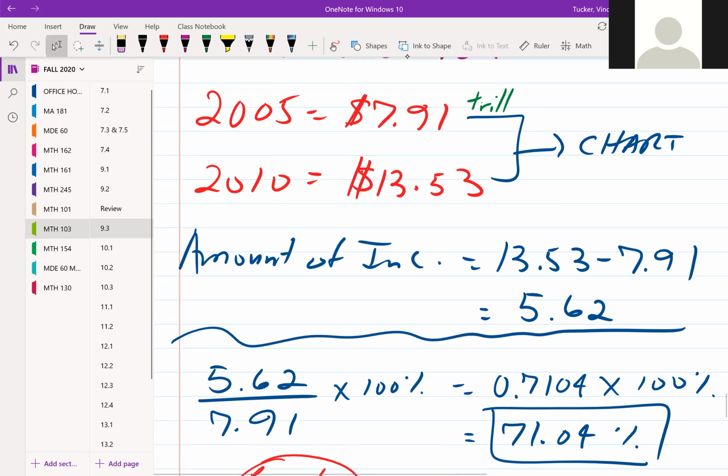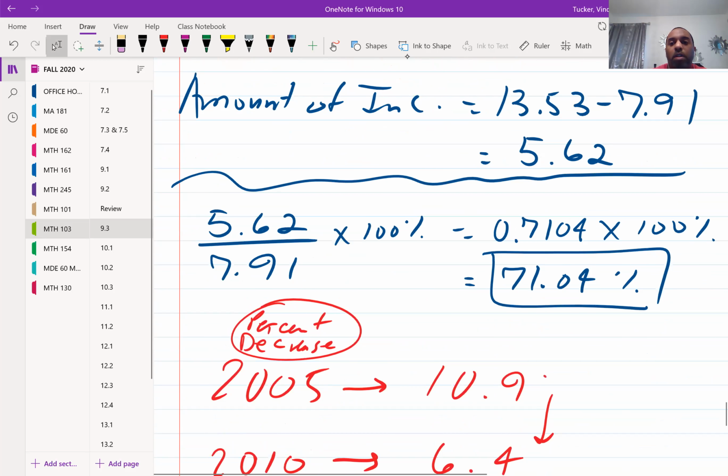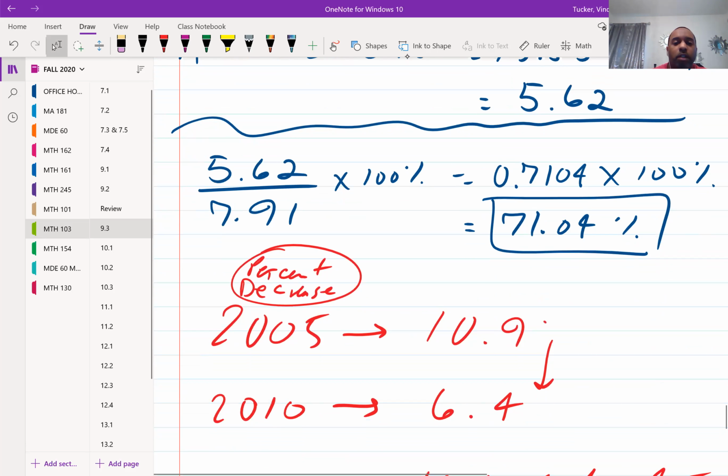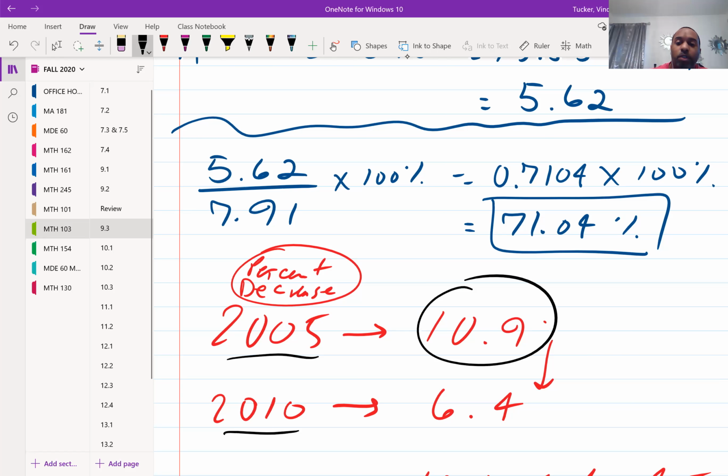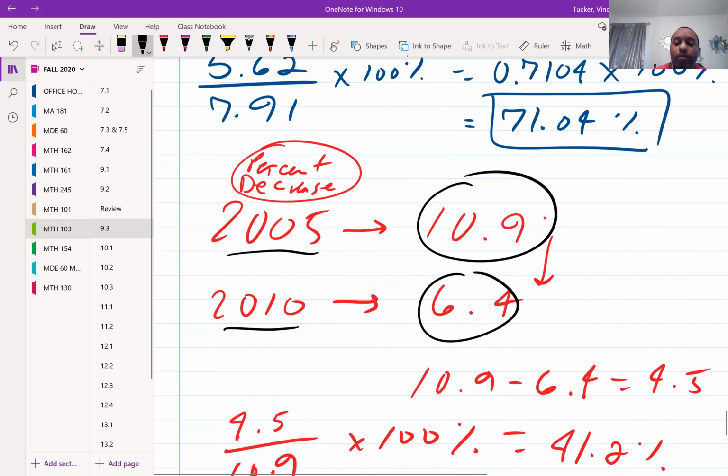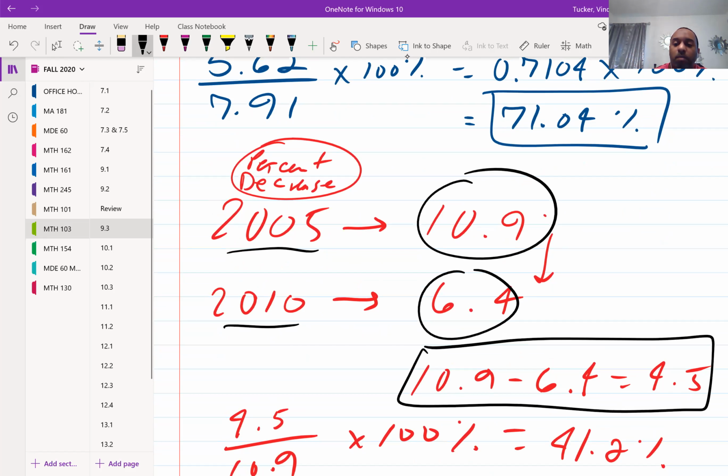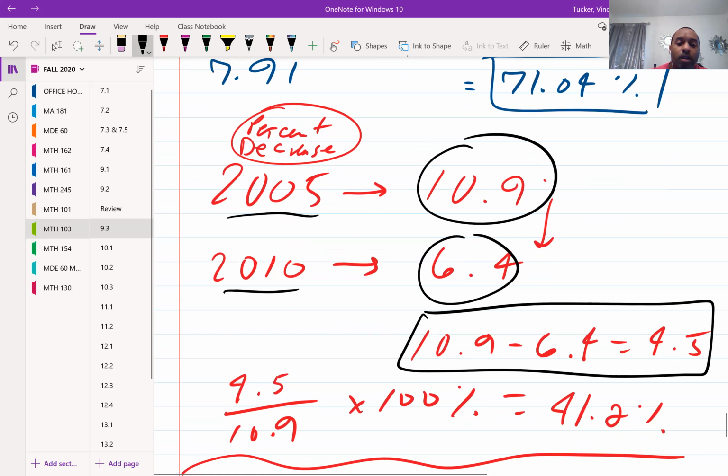Do you have another problem like this? Down here, somebody asked about decrease, so it's the same type of thought process. They'll give you values for, let's say, 2005 to 2010, but this time, let's say it goes from 10.9 to 6.4. Same thing, we're going to subtract them from each other. That will give us 4.5. Take 4.5, divide by the original amount. The original amount was whatever amount you started off with initially.